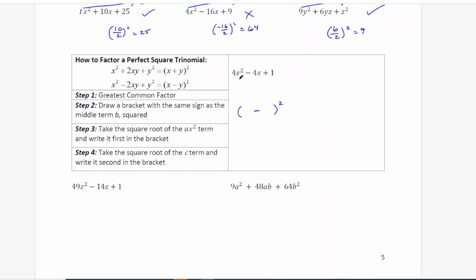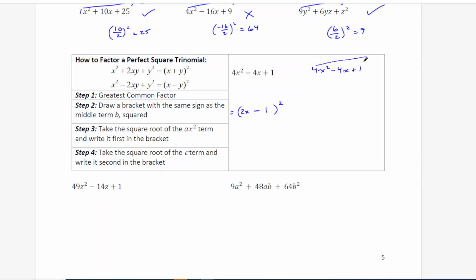To find the somethings, you literally take the square root of the front term. So the square root of 4x squared is 2x, and the square root of the last term, which is 1, and you're done. So 4x squared minus 4x plus 1 factors to 2x minus 1 all squared. Now, I just want to show you AC one more time. Well, probably not one more time, probably lots more times.